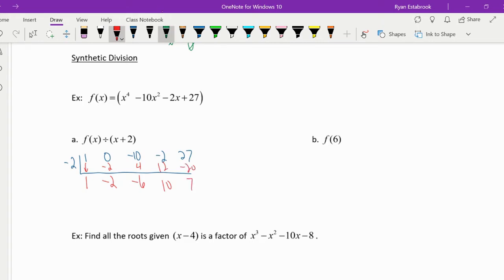Now, what does this mean as an answer? Well, if we took f of x, this whole big expression, and divided by x plus 2, we would get an answer of not 1x to the 4th anymore, but 1x to the 3rd.